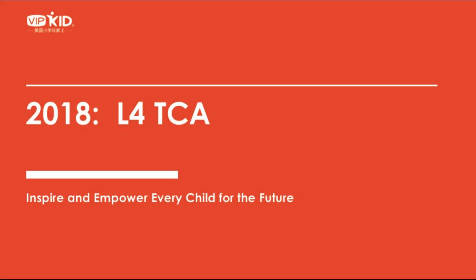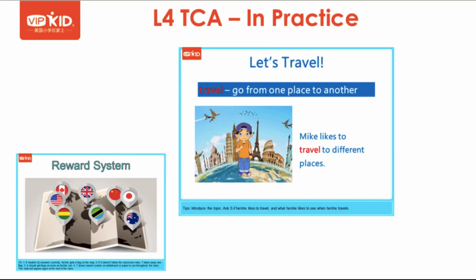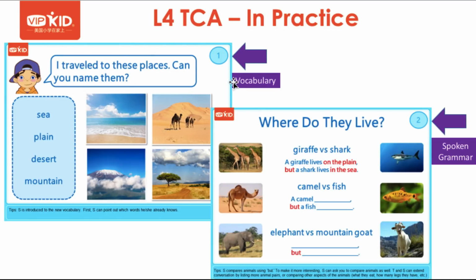Now we're going to talk about level 4, right? You've gone through the ICA and now you've moved over to the level 4 TCA. We're going to start here. The reward slide is about traveling. Mike likes to travel, so travel is the word we're going to talk about. Then we're going to jump right into it. I've traveled to these places: a sea, a plain, a desert, and a mountain.